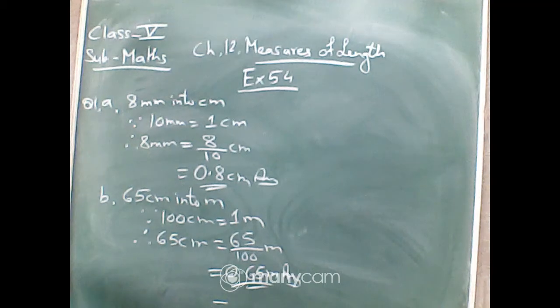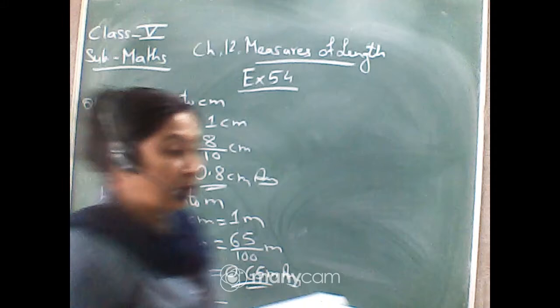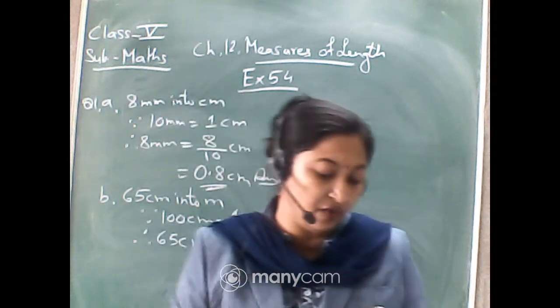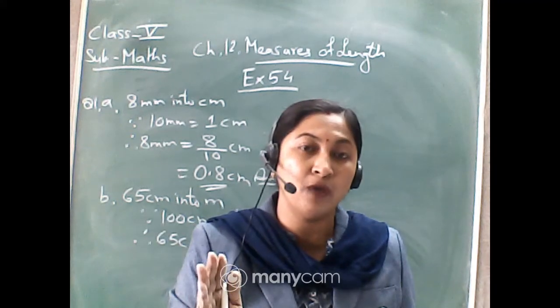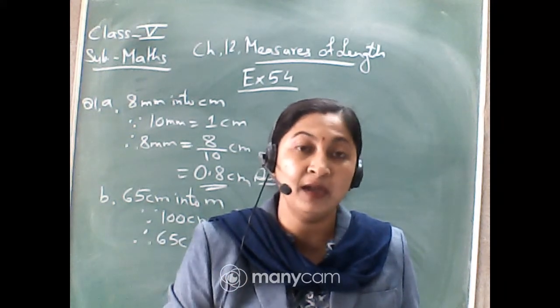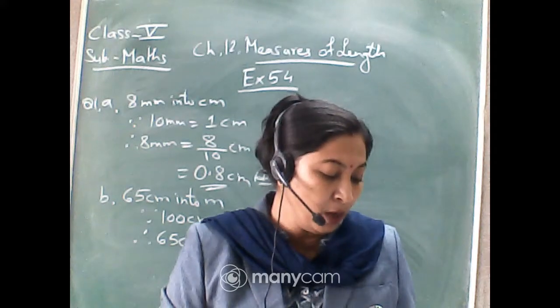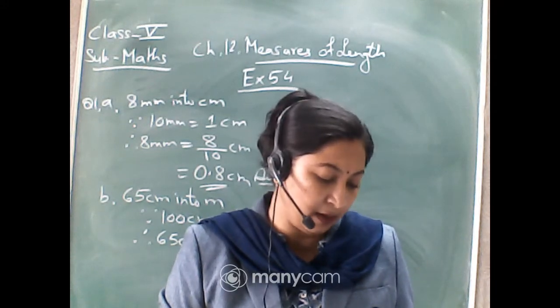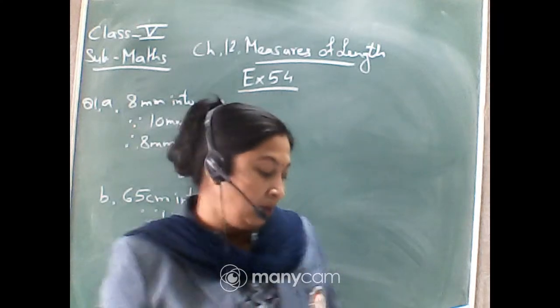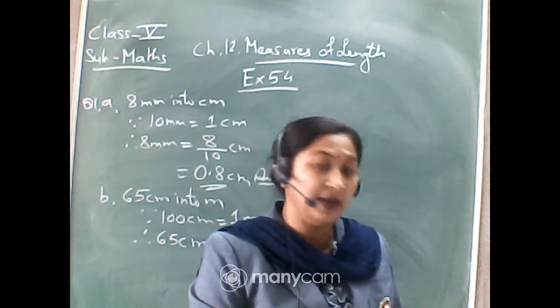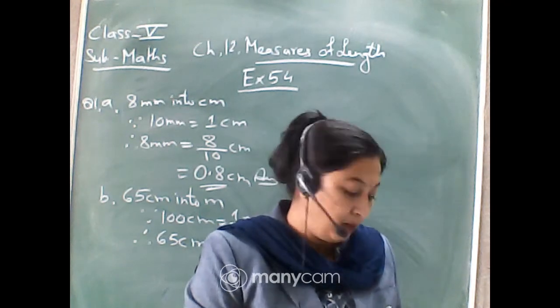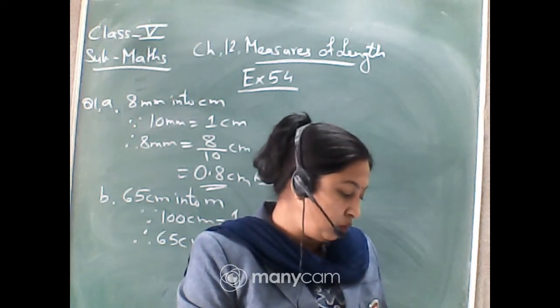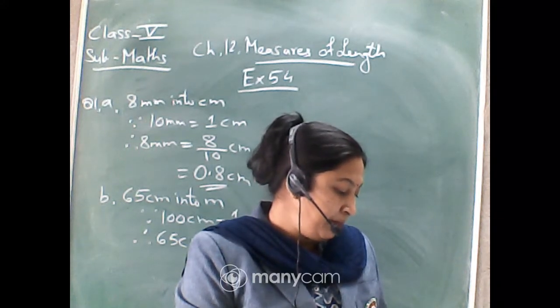Similarly, number C, it is also the same. You have to divide it by 100. 160 centimeter into meter you have to convert. So similarly you will divide 160 by 100, and since there are 2 zeros, from the last you will count 2 digits and then you will give the decimal point. That means the answer will be 1.6 meter. Clear? Number D, 8 centimeter into meter, that also the same way you have to divide by 100 and it will be 0.08 meter.